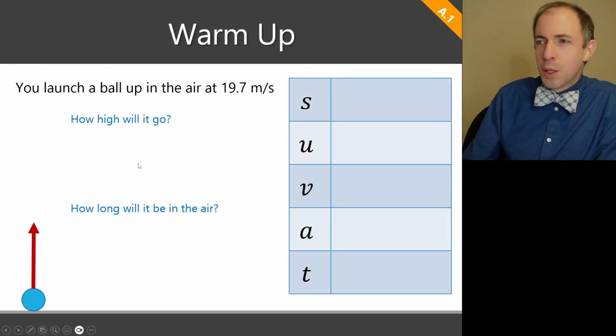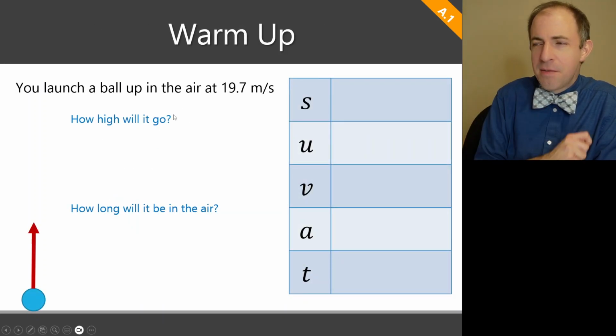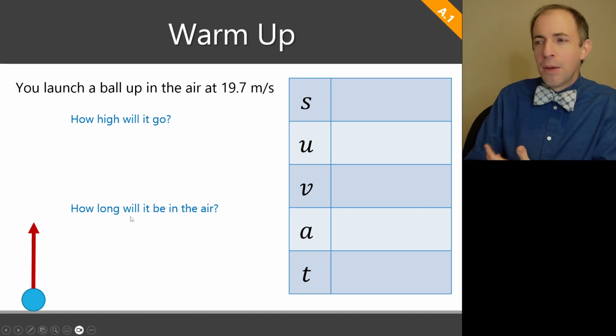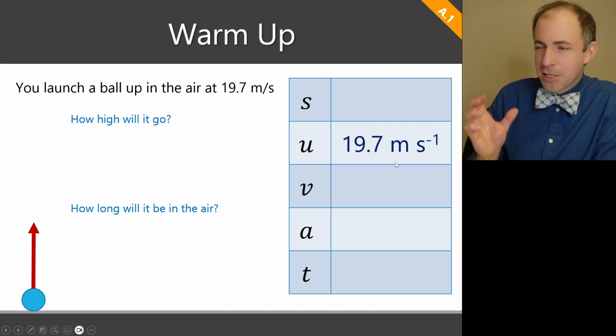Now, for our warm up, you launch a ball up in the air at 19.7 meters per second. How high will it go? How long will it be in the air? Well, we know that the initial velocity is 19.7 meters per second.